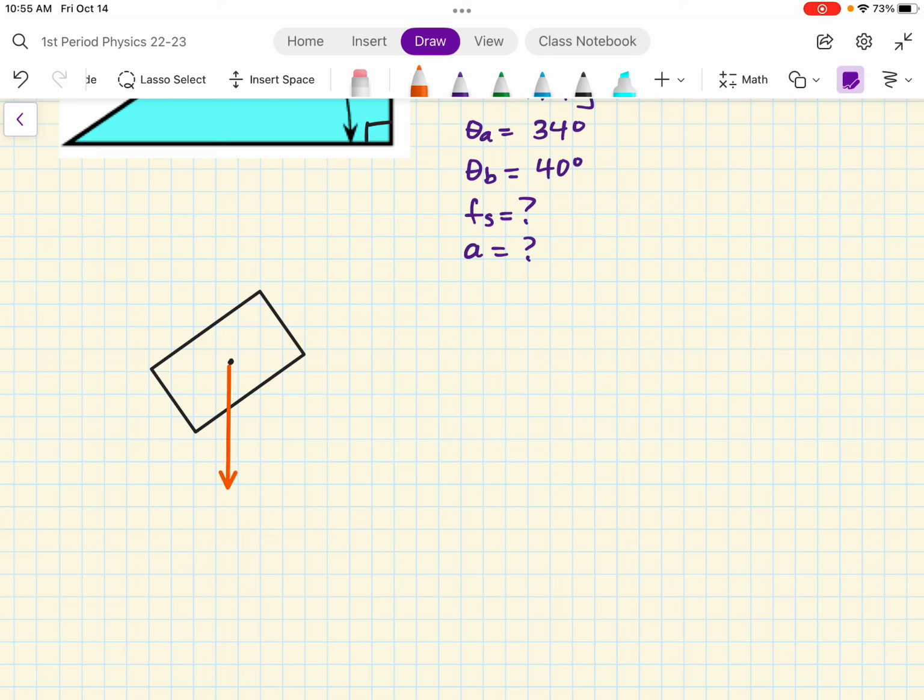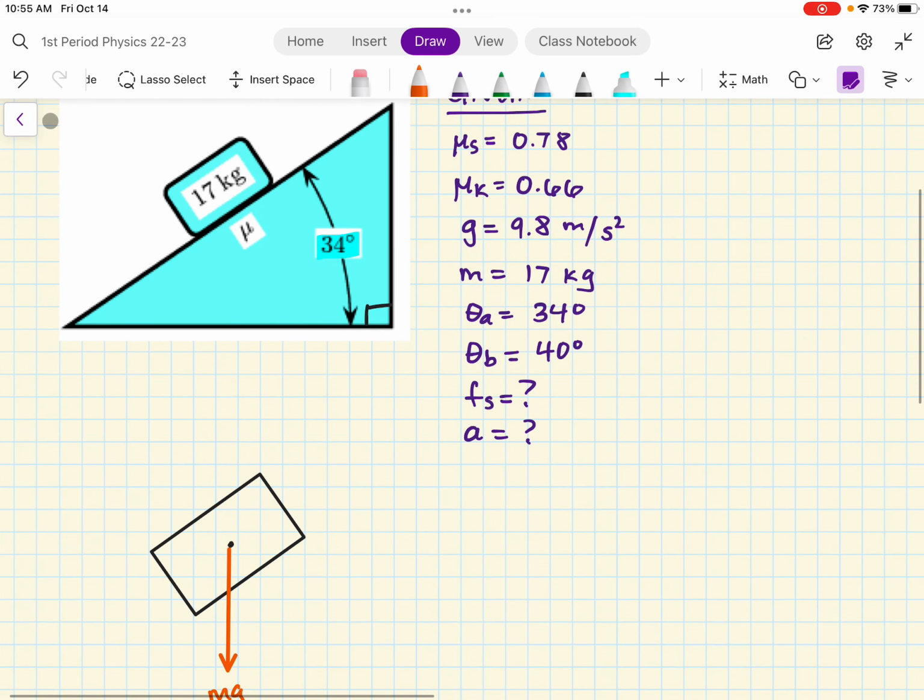There you go. Not bad. We'll label this as mg. That's the weight of the block. And then we have a surface, right? The inclined plane is a surface, therefore we should have a normal force perpendicular to it, like this.